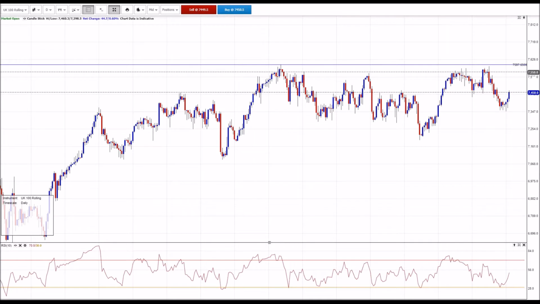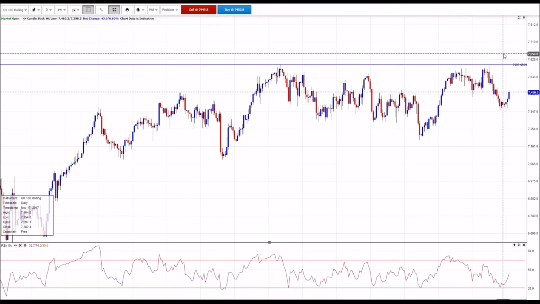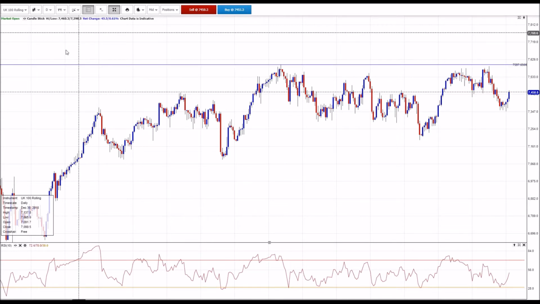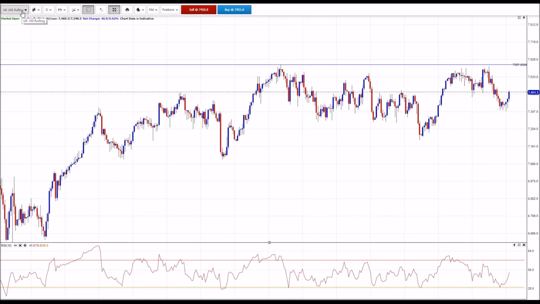But maybe we need to break 7,600. If it breaks 7,600, that should be the catalyst for the next trend higher. But it's really struggling to do it. So yeah, there you go. Boring. Trade the S&P, much more interesting.